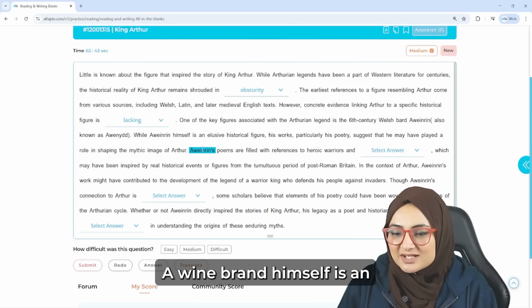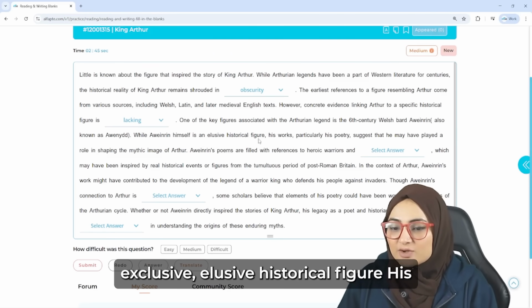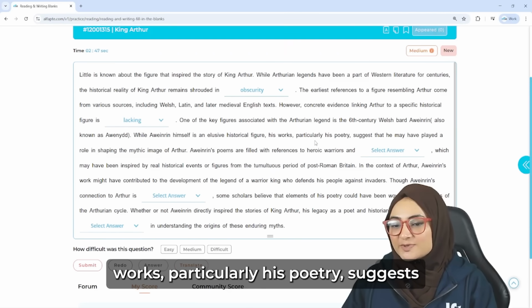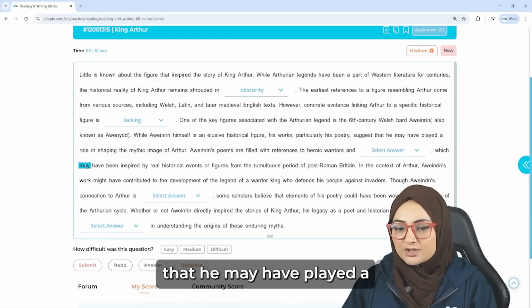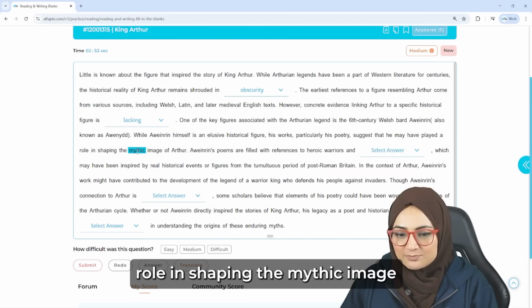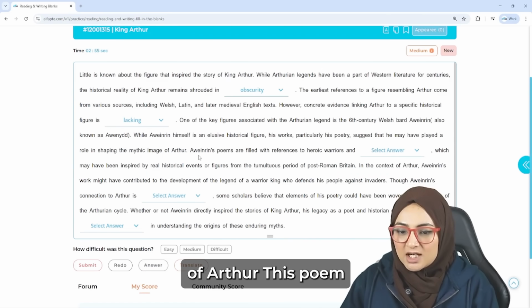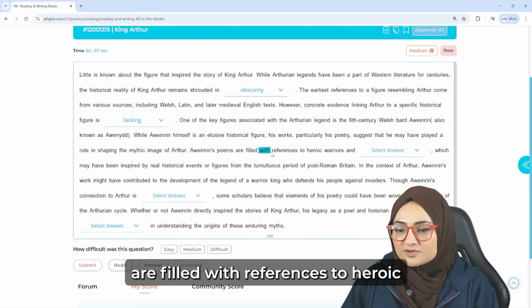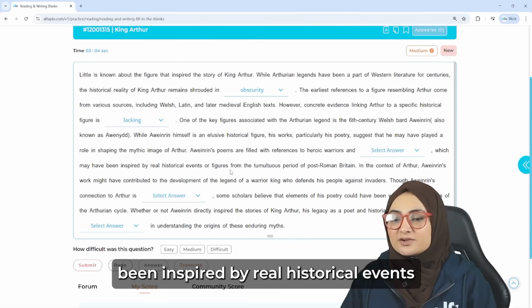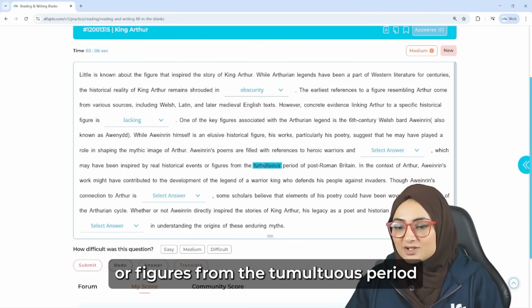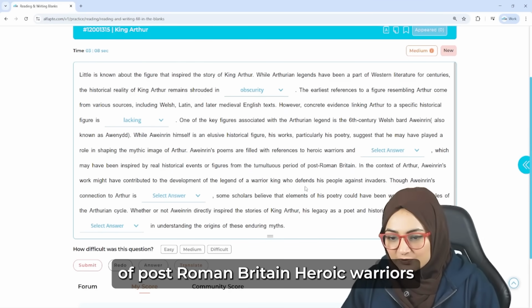Owain himself is an elusive historical figure. His works, particularly his poetry, suggest that he may have played a role in shaping the mythic image of Arthur. Owain's poems are filled with references to heroic warriors and dash, which may have been inspired by real historical events or figures from the tumultuous period of post-Roman Britain.